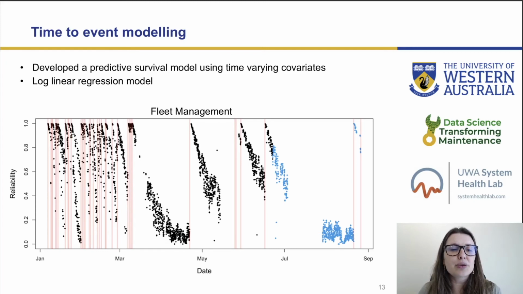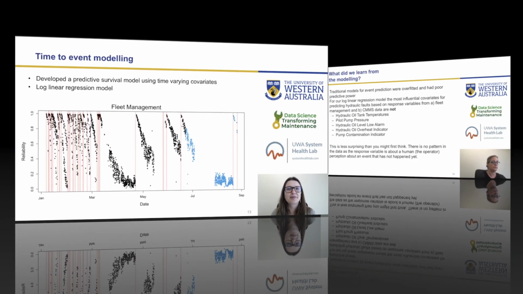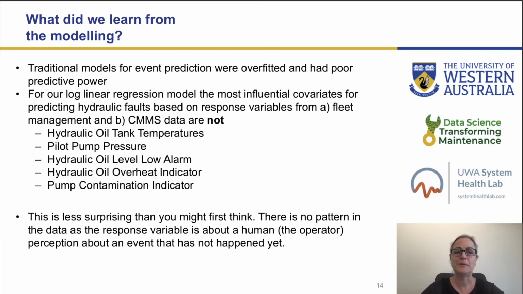Under all the constraints that we have discussed, we consider that this model has potential to be a useful tool for real-time monitoring once we resolve the response variable issues. So, what did we learn from the modelling? We noted that traditional models for event prediction that we made were overfitted and had poor predictive power.